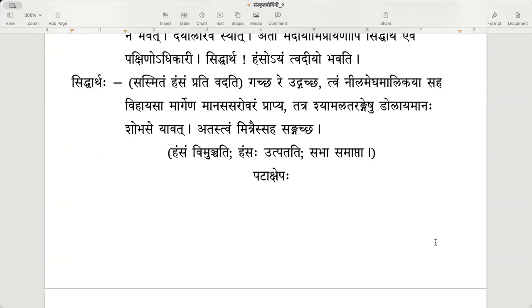Go now with your friends. He doesn't have anybody. He's alone. Who knows? He might. Is there with him. He will go with the Neelamegha and then meet his friends in Manasarovar.